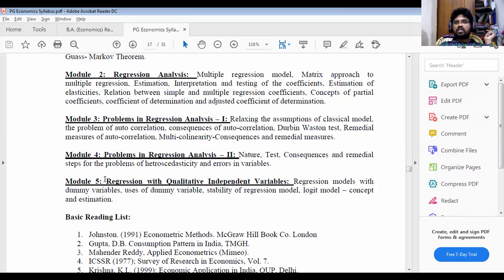Then we will discuss what is meant by qualitative variables. In econometrics terminology, qualitative variables are called dummy variables. Simple, dummy variables. So that is called a regression with dummy variables. And what are the uses of dummy variables? We'll discuss one by one.